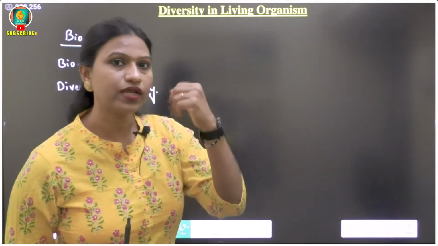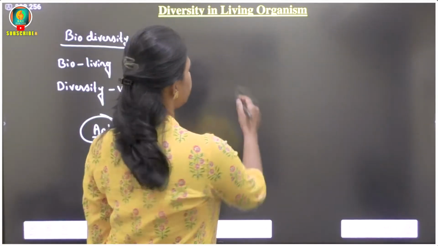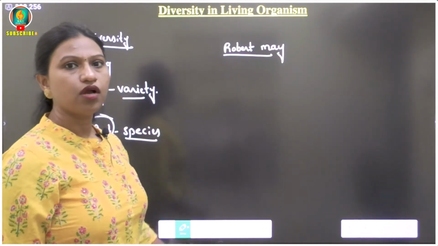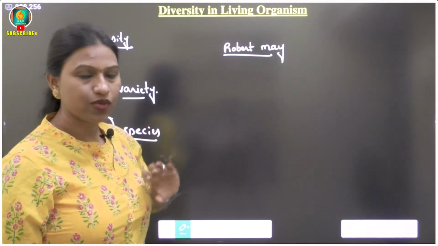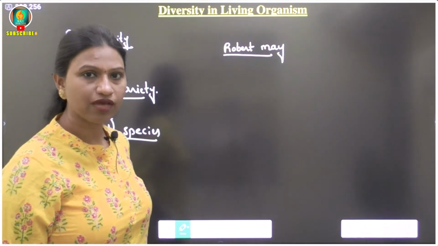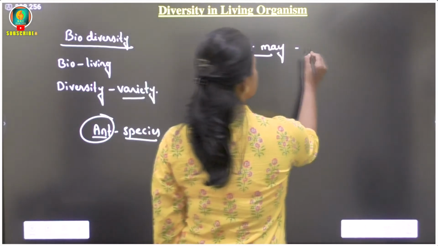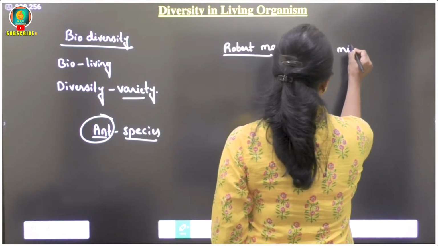Then finally, one ecologist, his name is Robert May. You are going to study about this fellow, about biodiversity, in class 12th, because there is a separate chapter called biodiversity. Again, you are going to study about this data in that chapter. He said, see, there are 7 million species.